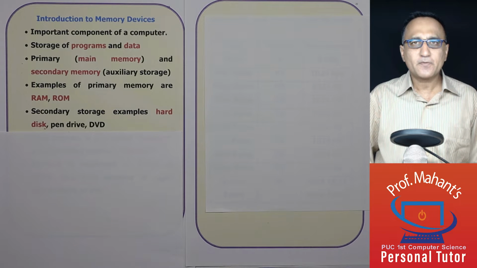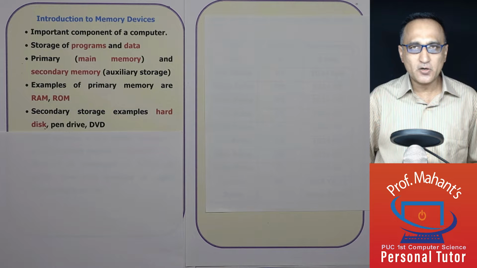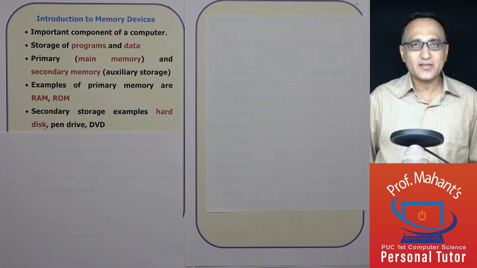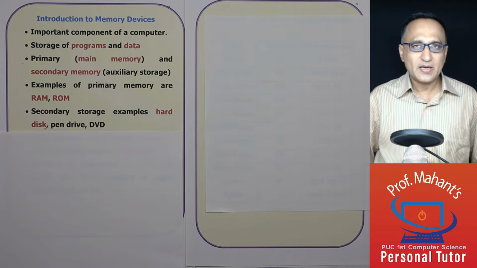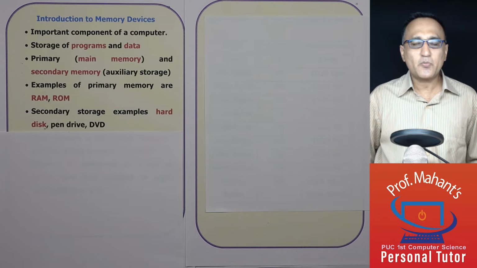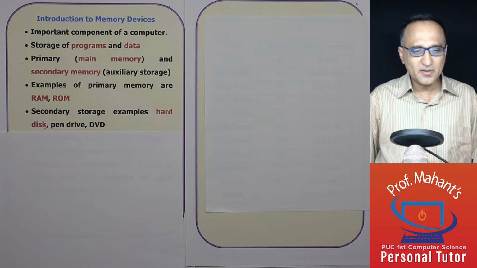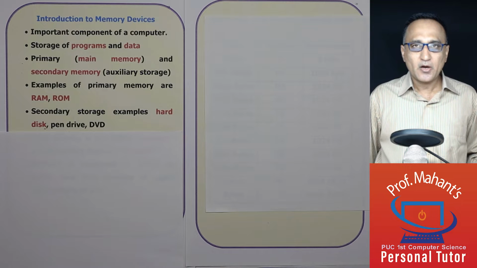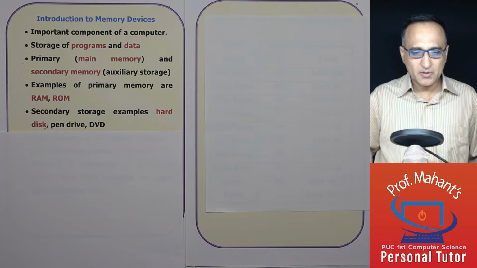So far, we have taken a look at the different input devices like the keyboard, mouse, joystick, and so on. A brief look at the output devices like the printer, the MICR, OCR, scanners, and so on. We're now going to take a look at a very important component of a computer, which is the main memory, as well as the secondary memory. So in this session, we're going to talk about memory devices.